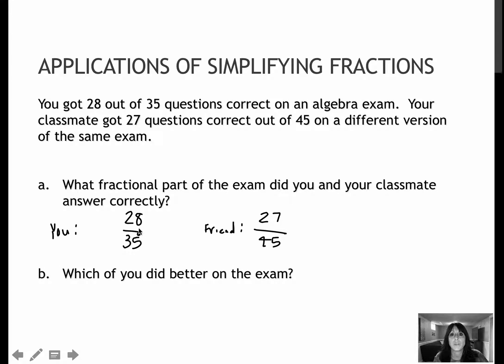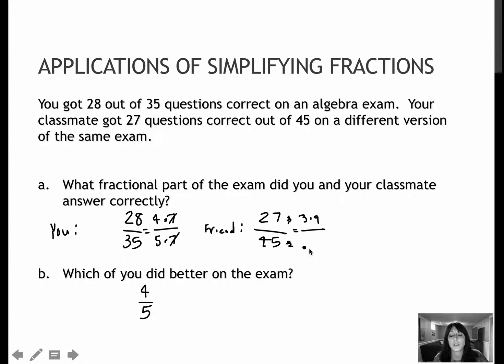So one way to do this is to simplify down to lowest terms. So looking at the first one, 28 out of 35, I know that I could write 28 as 4 times 7, and I could write 35 as 5 times 7, and those 7s will cancel, and so we got 4/5 correct on our test.